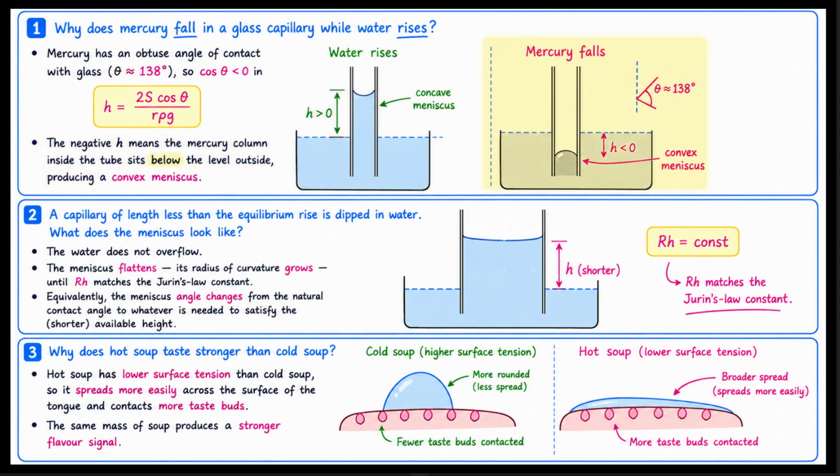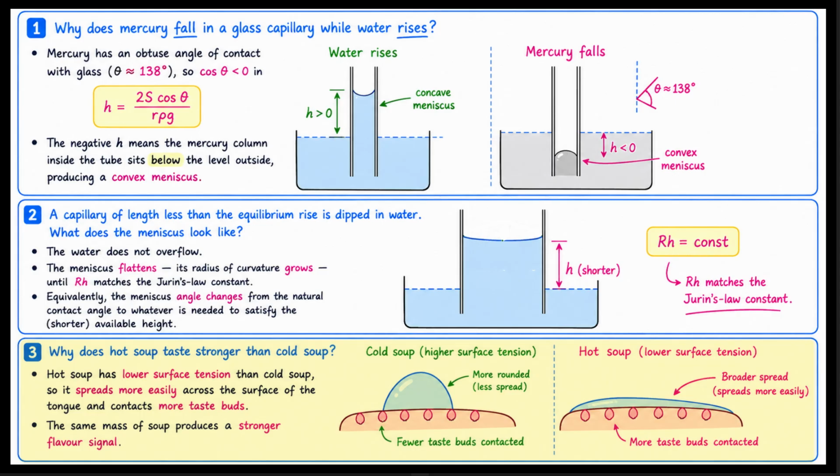Next, a capillary shorter than the equilibrium rise is dipped in water. What does the meniscus look like? The water does not overflow. The meniscus flattens, its radius of curvature grows, and the column shortens until the product R times h matches the Jurin's law constant. The angle of contact changes from its natural value to whatever is needed to satisfy the available height. Finally, why does hot soup taste stronger than cold soup?